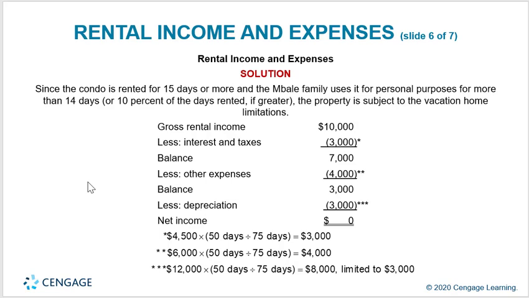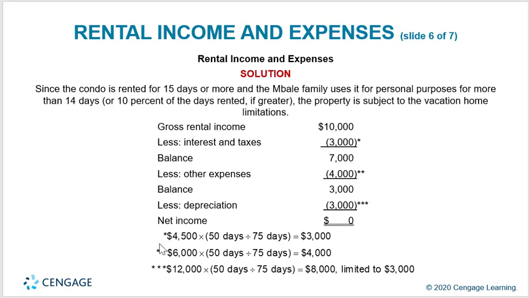And so since the condo is rented for 15 days or more, and the Mbell family uses it for personal purposes for more than 14 days or 10% of the days rented if greater, the property is subject to the vacation home limitations. And so gross rental income is $10,000 less the interest and tax, which gives you a $7,000 balance, less other expenditures of $4,000, less depreciation of $3,000. And so the net income is zero.